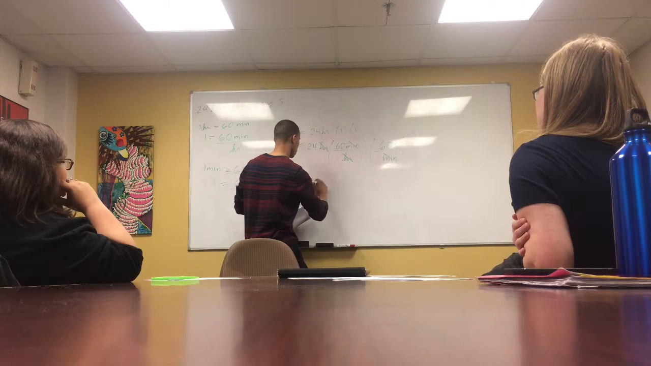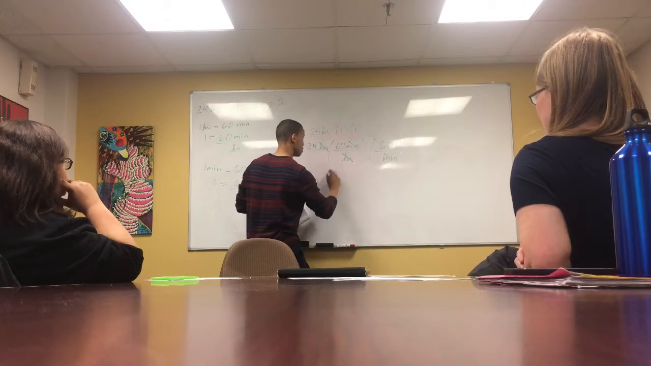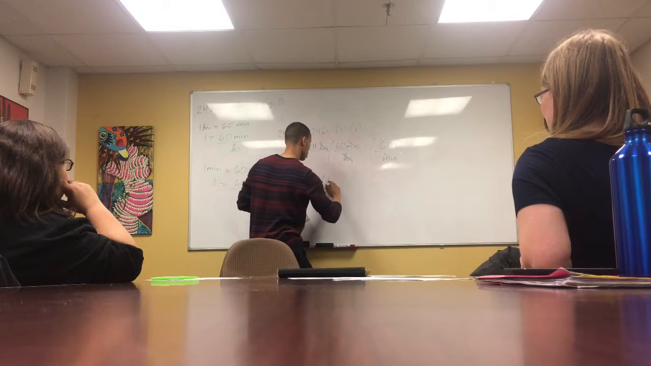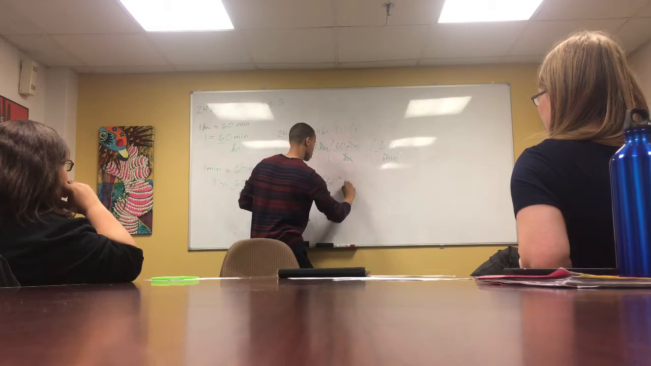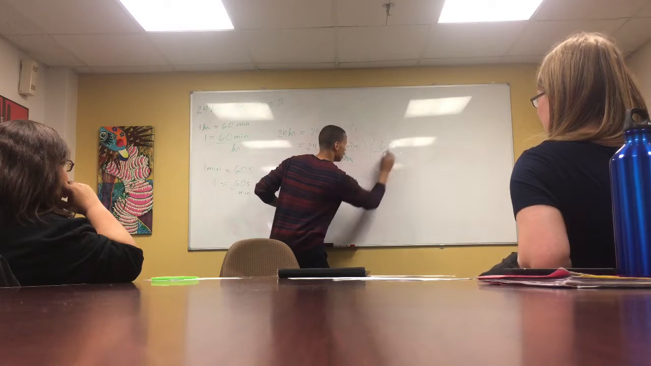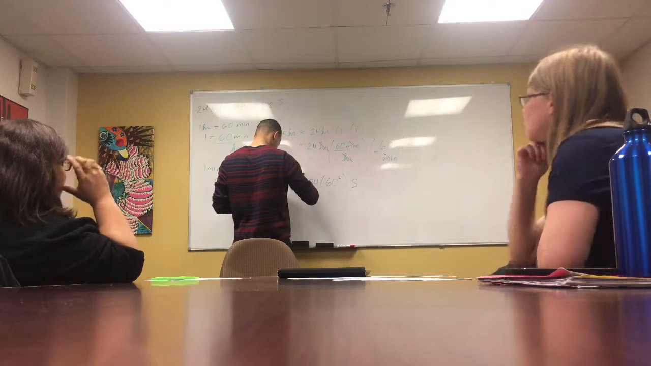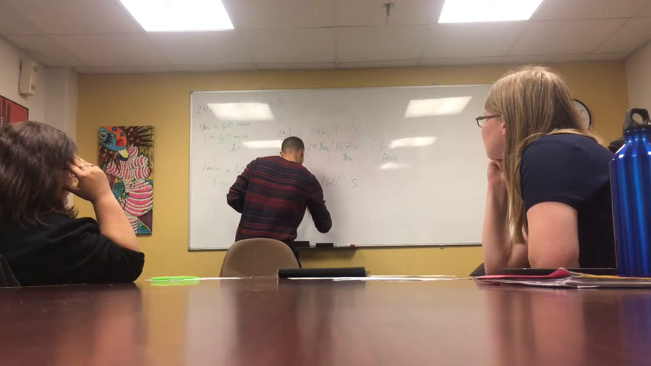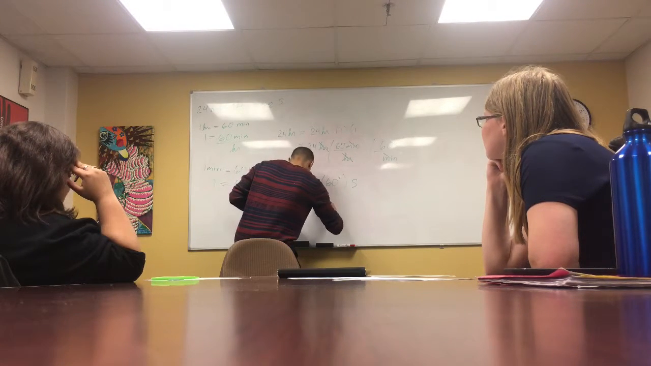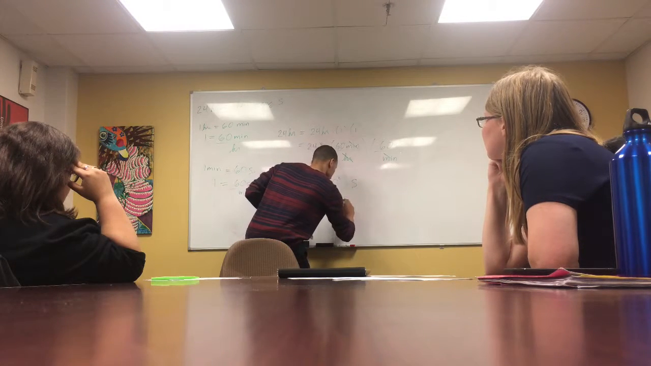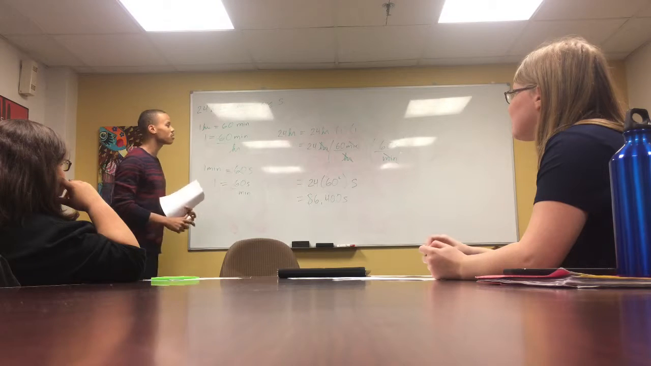Then this will be 24 times 60 times 60, so it'll be 24 times 60 squared, and then seconds, which will be equal to 86,400 seconds.